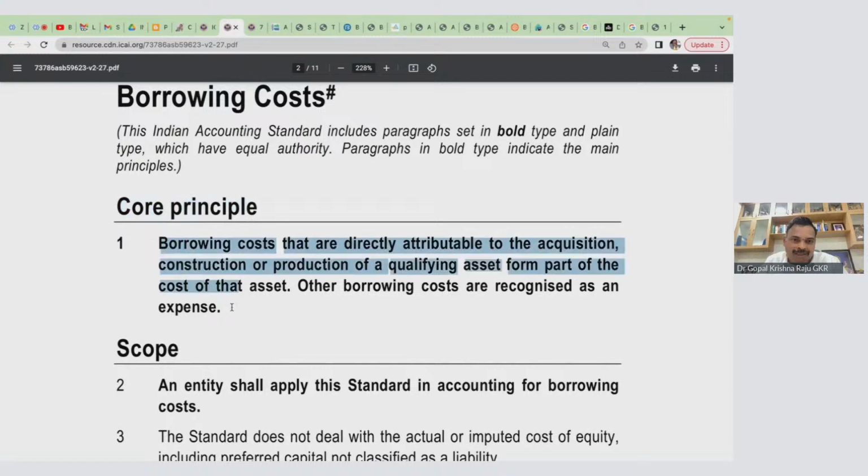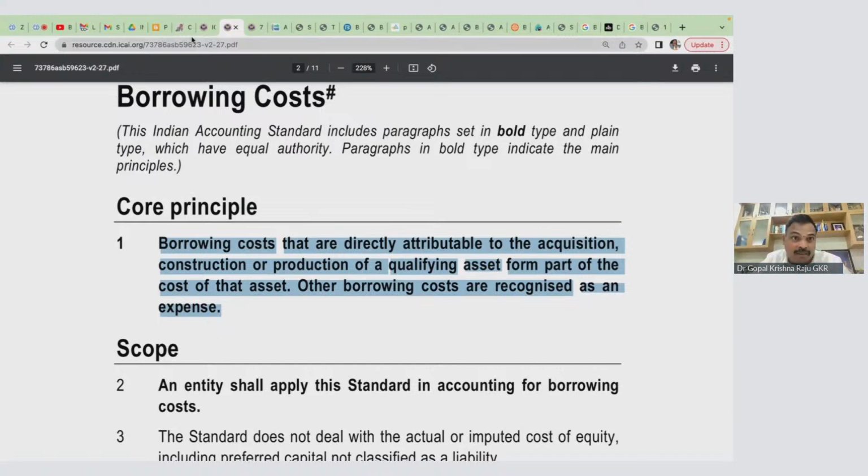So what is borrowing cost? What is special about borrowing? Anyhow, you are going to pay interest. So why do you need a standard for it? Similarly, IndAS 33 also, why do you need a standard? Your numerator, denominator. And the connect between your IndAS 33 with your deferral accounts.